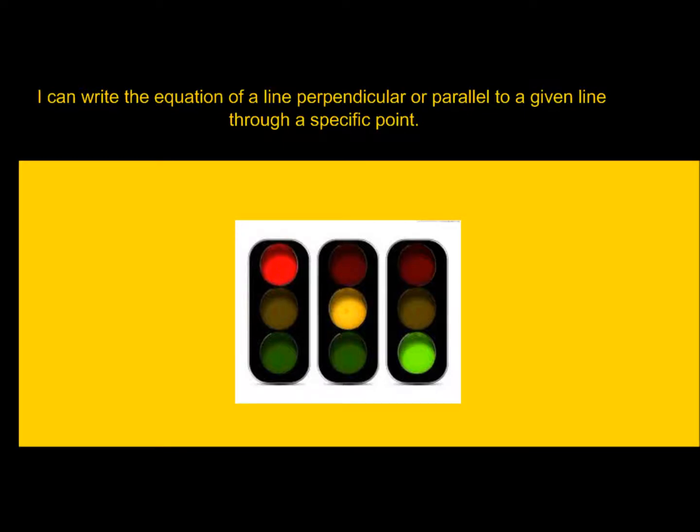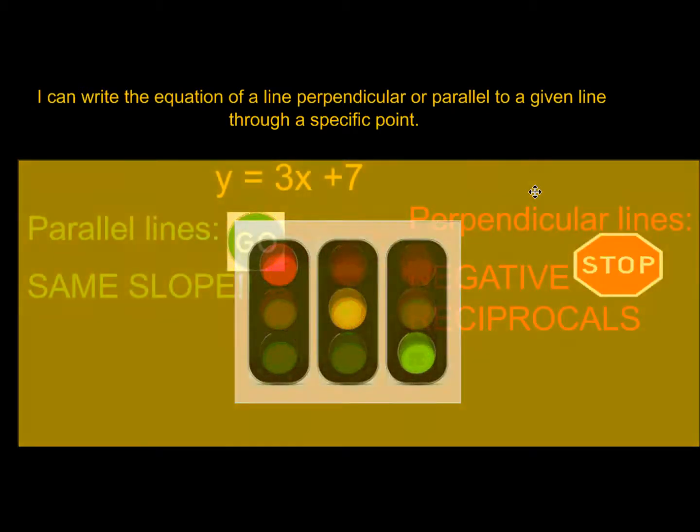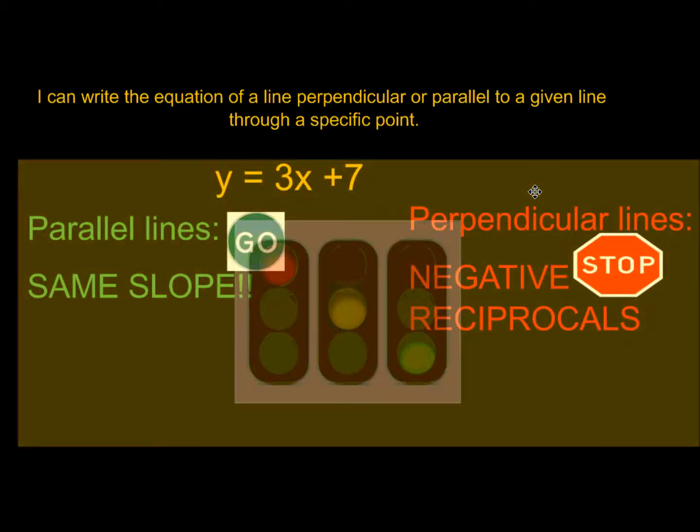Hello, math friends. Today we're going to write the equation of a line that's perpendicular or parallel to a given line through a specific point. When I'm asked about equations of lines, I always think slope, because slope is such a big part of equations of lines. So when I'm talking about lines that are perpendicular or parallel, I think of the slope in two different ways. I would maybe think about a given line like y equals 3x plus 7.